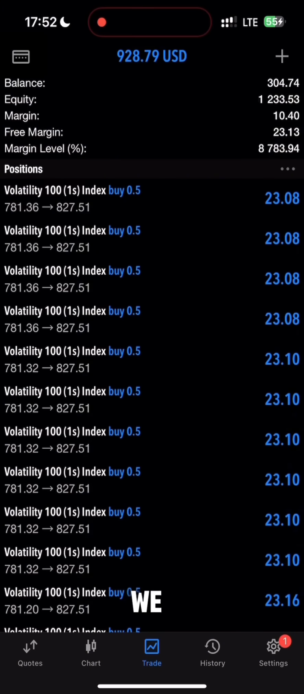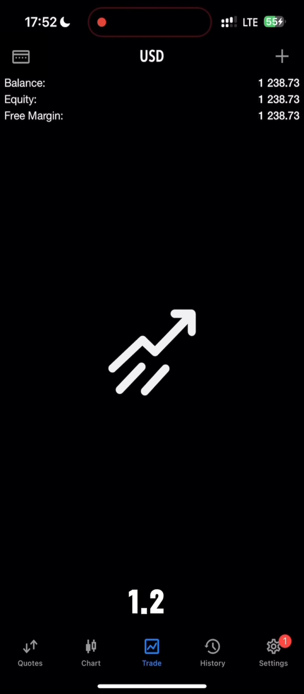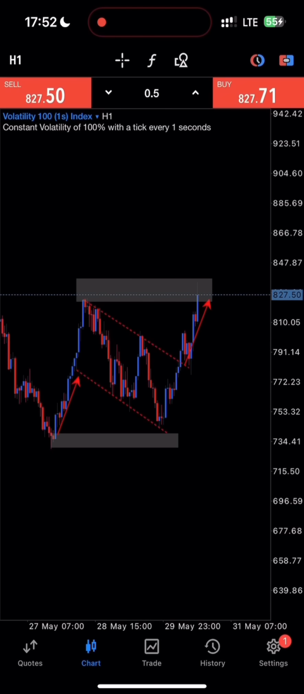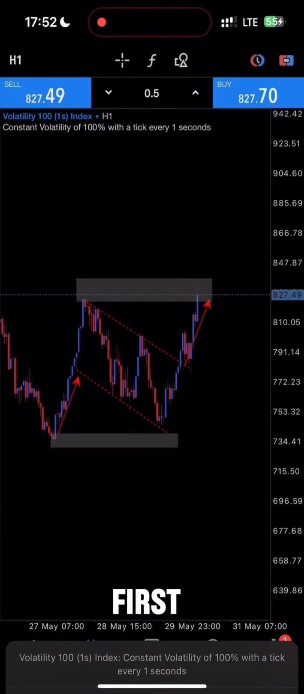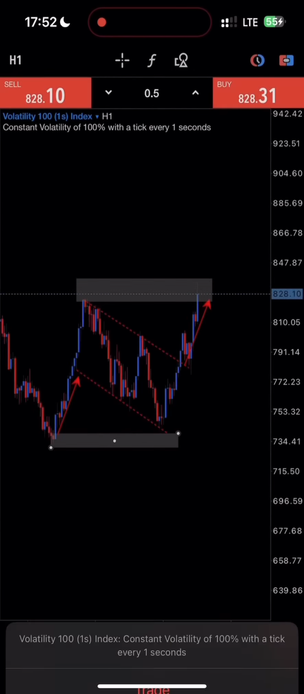So at 1.2 we will close our position of V10 1 second. Now $1.2 we withdraw and we make use of it, guys. You see, the first leg, second leg are all equal, so that shouldn't be hard.